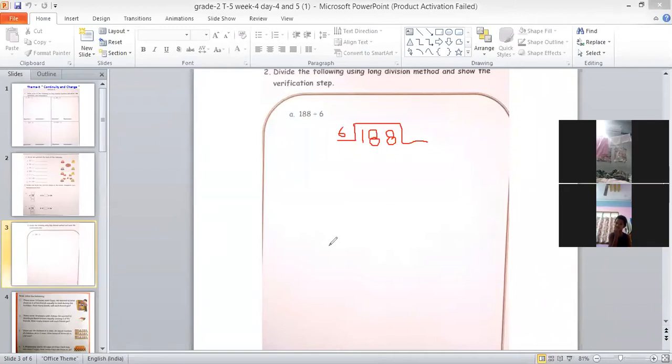So we'll be taking 1 and 8 together, that is we'll be taking two digits together, right? Because 1 is smaller than 6. Yes, Supratik.